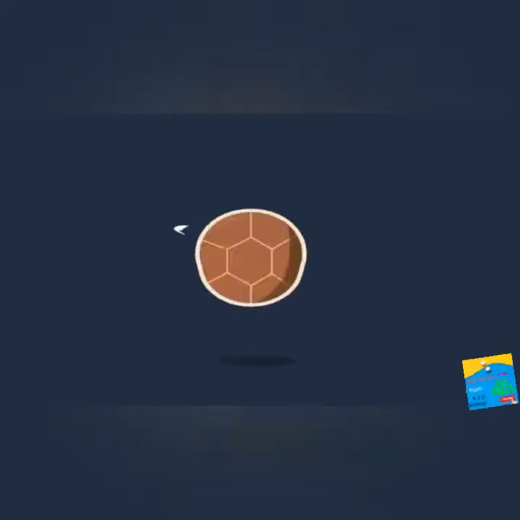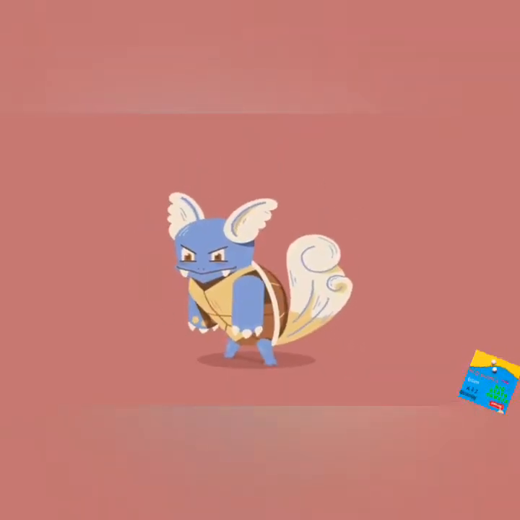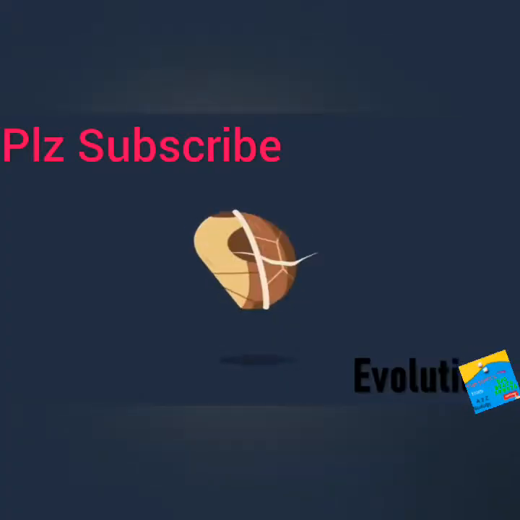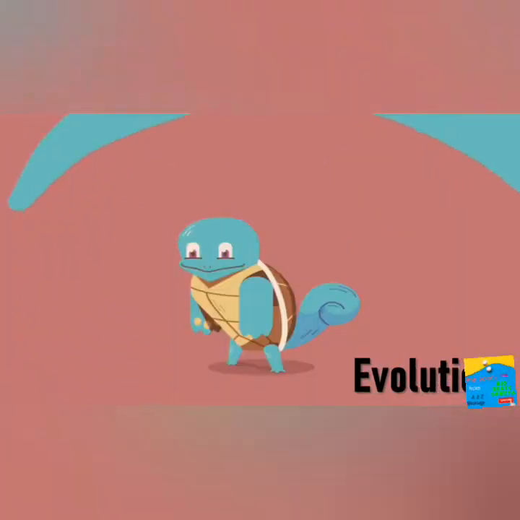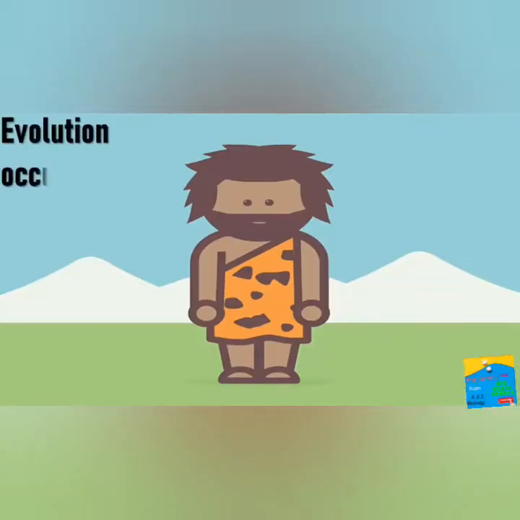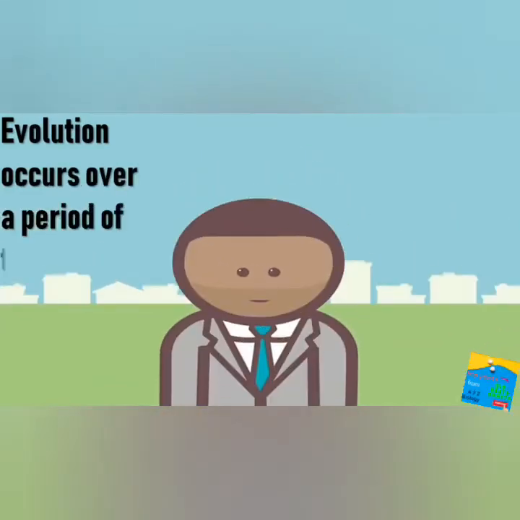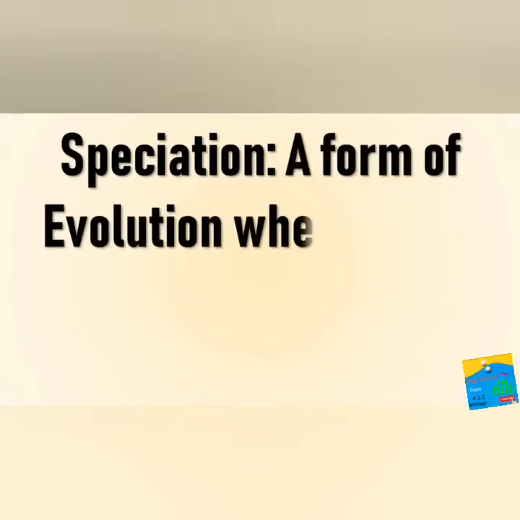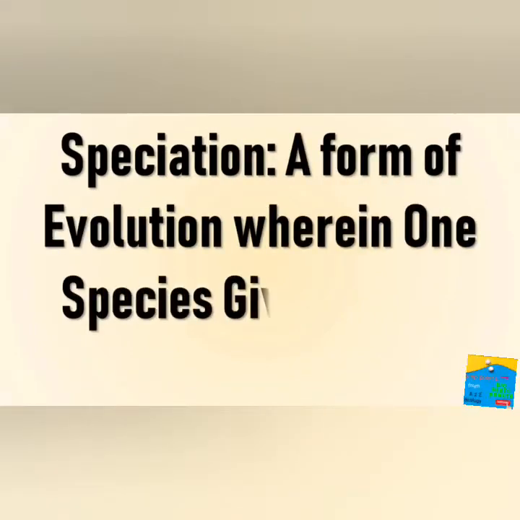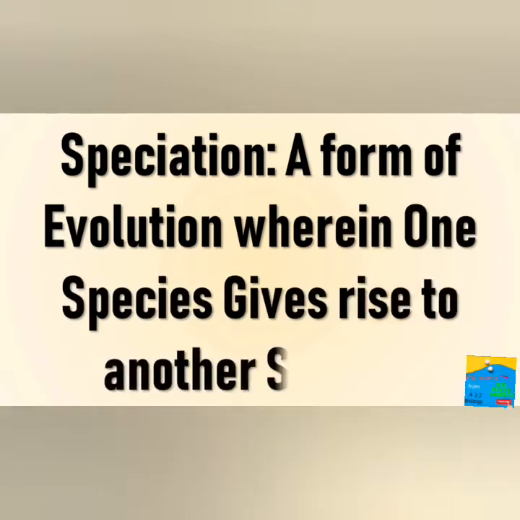Childhood, we know that one form of species can give another form of species. This is evolution. However, it is a little different in real life. Evolution is not instant and it occurs over a period of time. Speciation is a form of evolution wherein one species gives rise to another species.